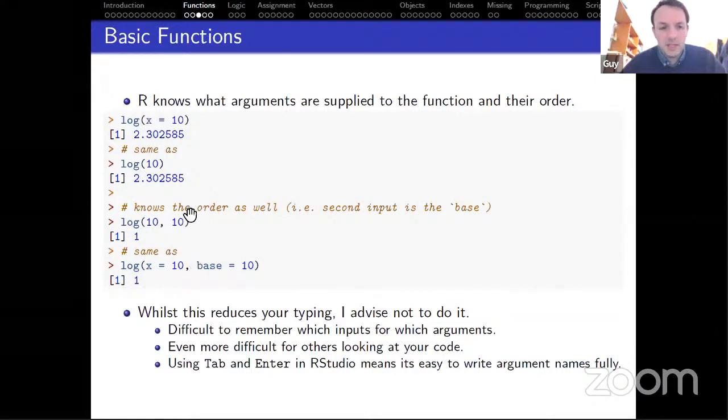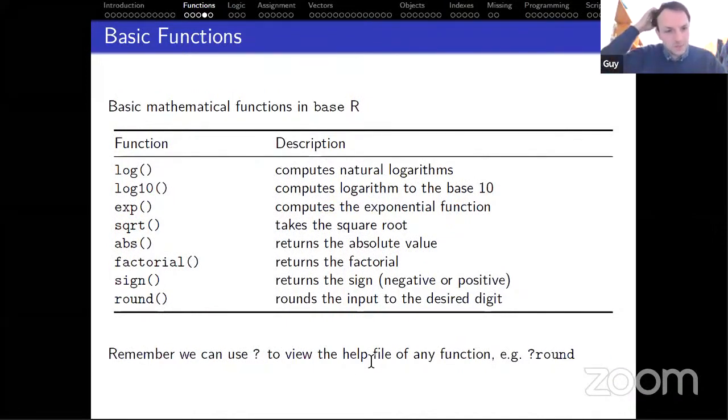This is a second example. Here we put log 10, 10. So this is the same as doing log x is equal to 10 and then base is equal to 10. It knows that the first one is the number you want to log, and the second one is the base that you're going to use. So these will both work, both be accepted. And this is just me advising again that it's better to write out these names, because it's easier, especially when you look back at that code, or if you give your code to someone else. And remember, when we use the tab in RStudio and enter, we can get away without writing it. It's auto-completed for us, so it's not too difficult to write them out.